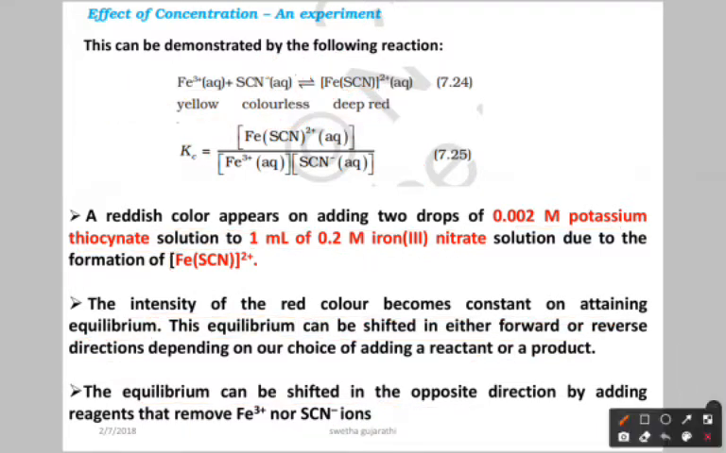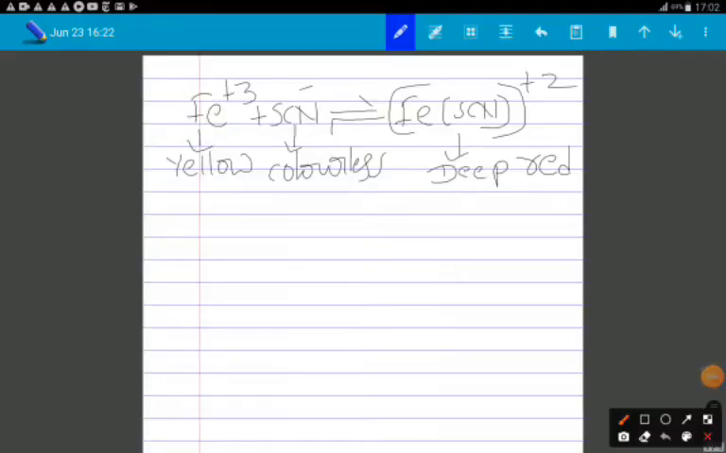Now this is the equation. Now I want to go for the backward reaction. So if I want to go for the backward reaction, I either decrease the concentration of Fe3+ ions, or I decrease the concentration of thiocyanate ions. So by adding one reagent, what happens? Let us see the example for the effect of concentration on equilibrium.